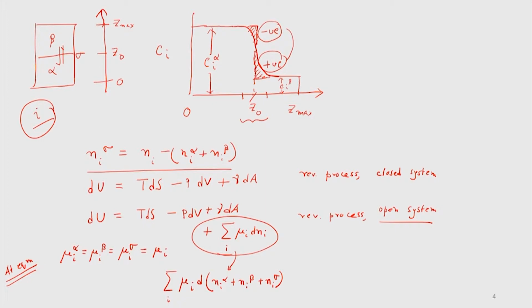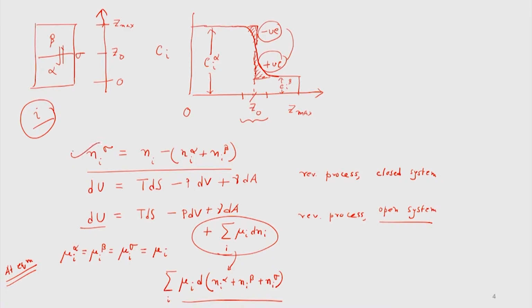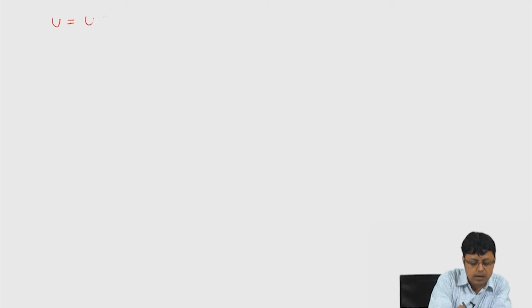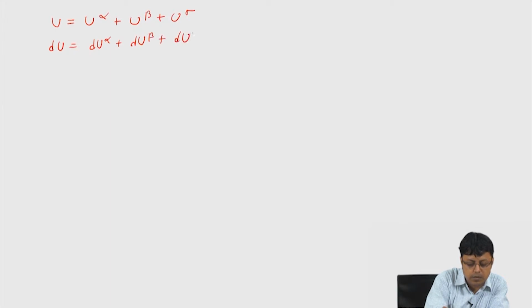Now, what we are going to do is write the different terms. We know that we can write the total internal energy U as the energy of the alpha phase plus beta phase plus gamma phase, just the same way we have written the number of moles for the alpha, beta or gamma phase. So, you could write it as U alpha plus U beta plus U sigma, and then dU is nothing but dU alpha plus dU beta plus dU sigma.